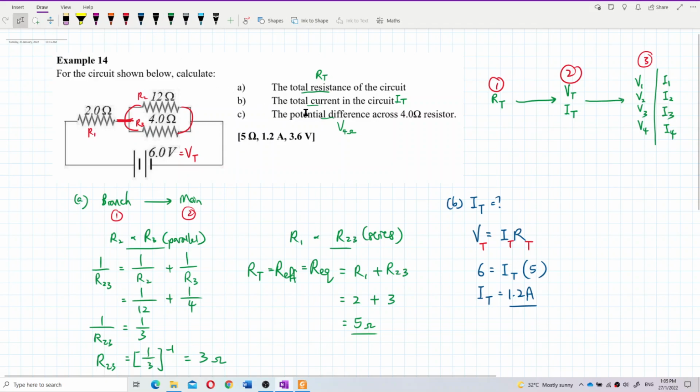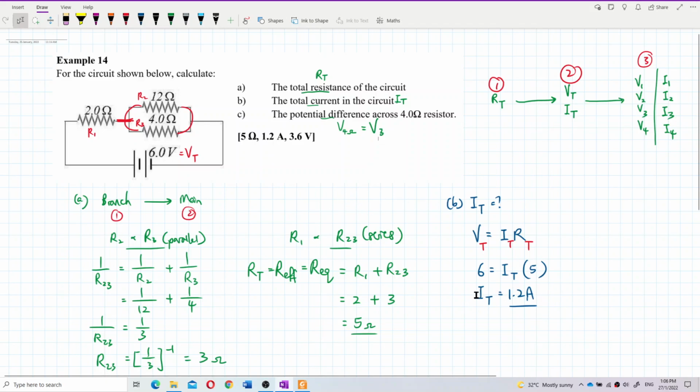Part C is to find the potential difference across the 4 ohm resistor. We can write this voltage as V3 because it's resistance 3. Resistance 3 is V3. We want to find V3, so how to find?